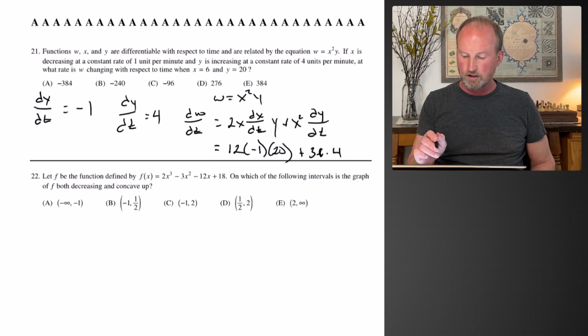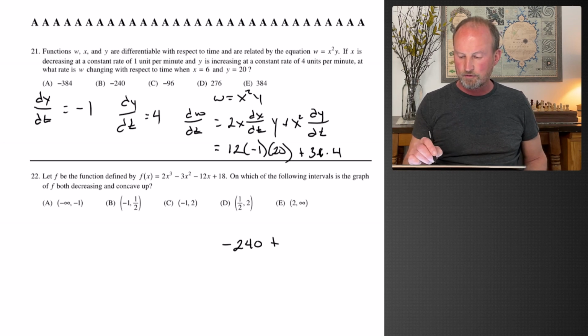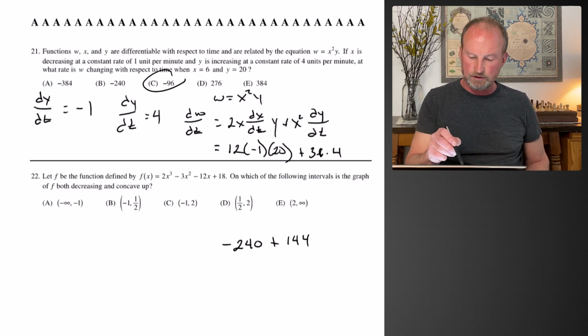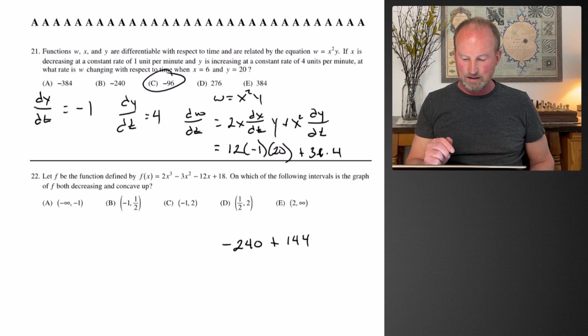Doing a little calculation, we get negative 240. Sorry, I got to jump down here, then erase. Negative 240. 36 times 4, what is that, 144? Doing a little subtraction, looks like letter C, negative 96.